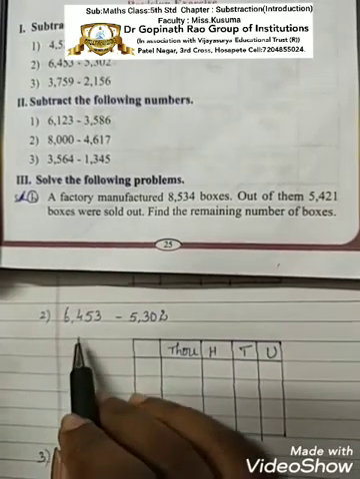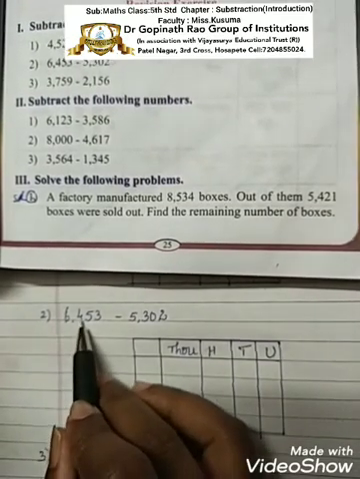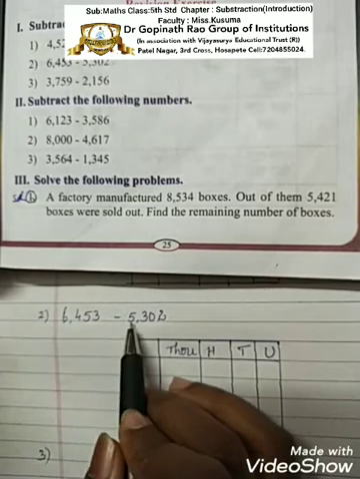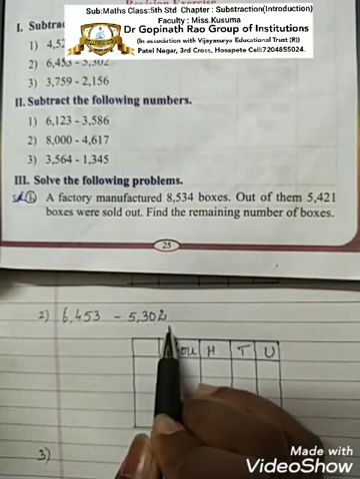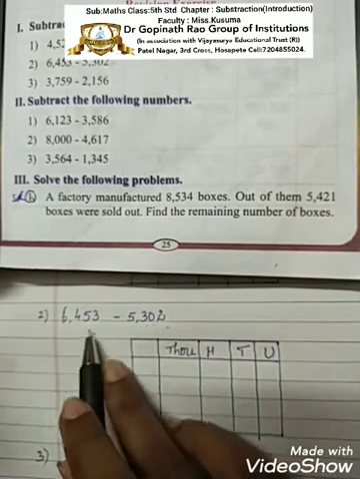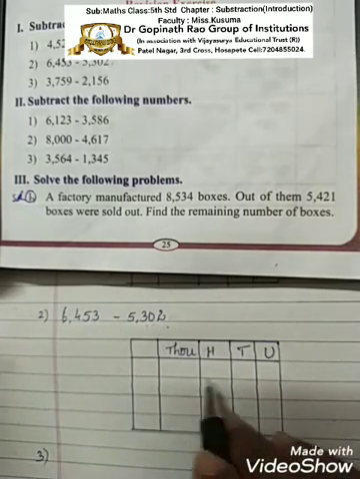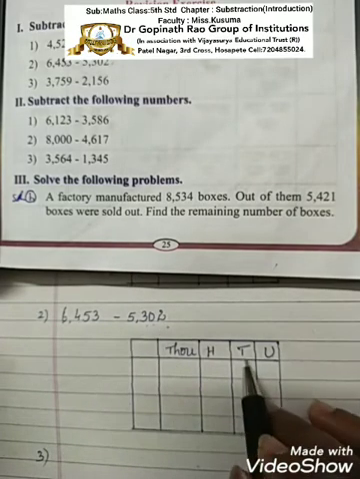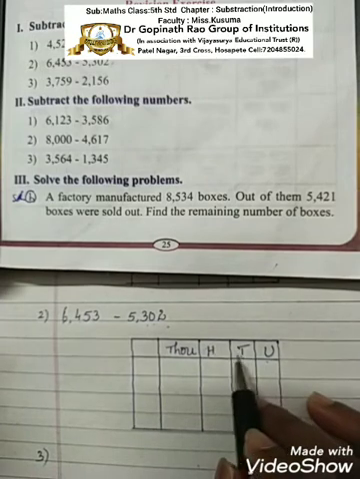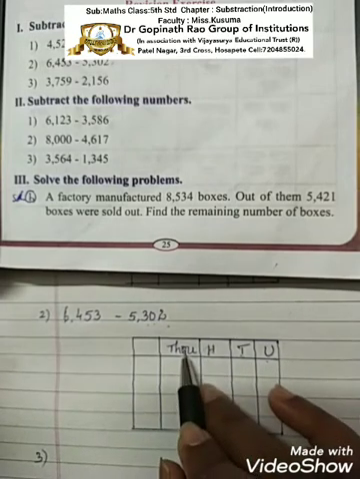Next question. See the next question they have given: 6453 minus 5302. First, substitute these values in the table. Put the table like this and put the places like this: units place, tens place, hundreds and thousands.